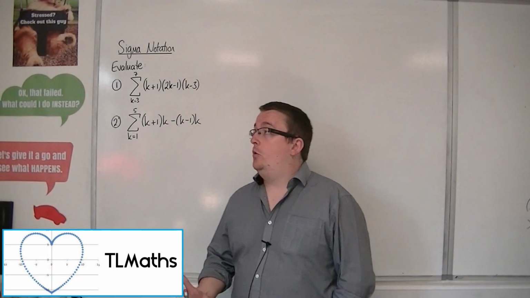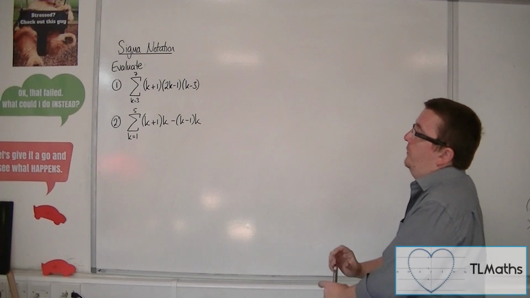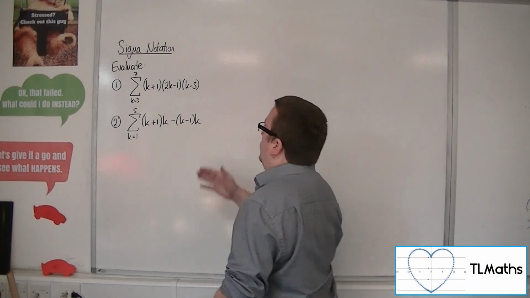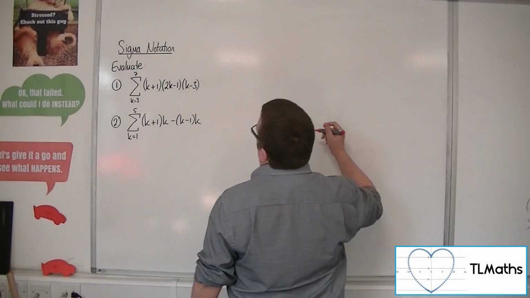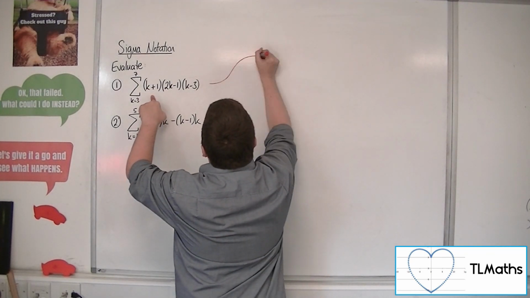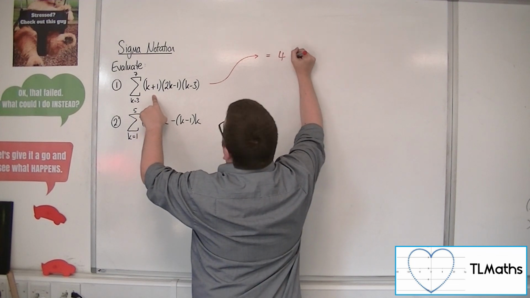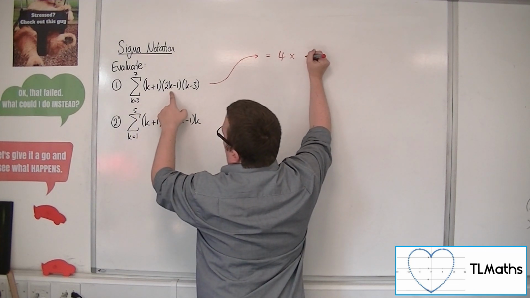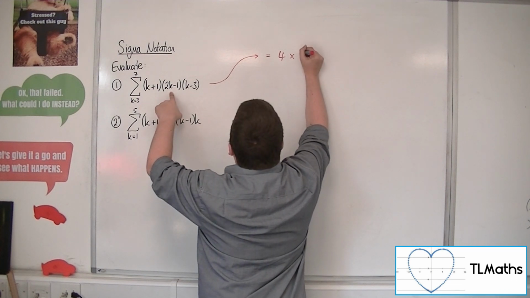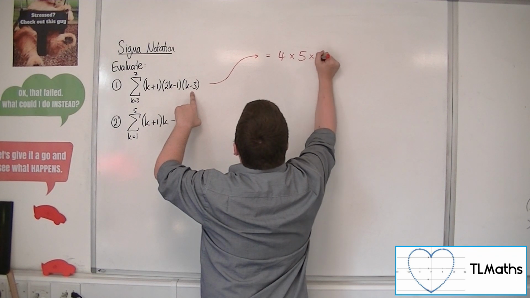Okay, so in this video, we're going to try and evaluate these two series. So, we're going to go with this first one. When k is 3, we're going to have 4 times 2 lots of 3 take away 1, so 5. And then 3 take away 3, so 0.